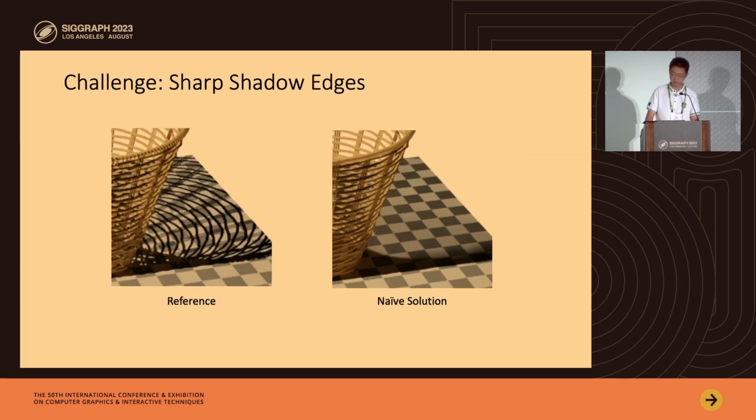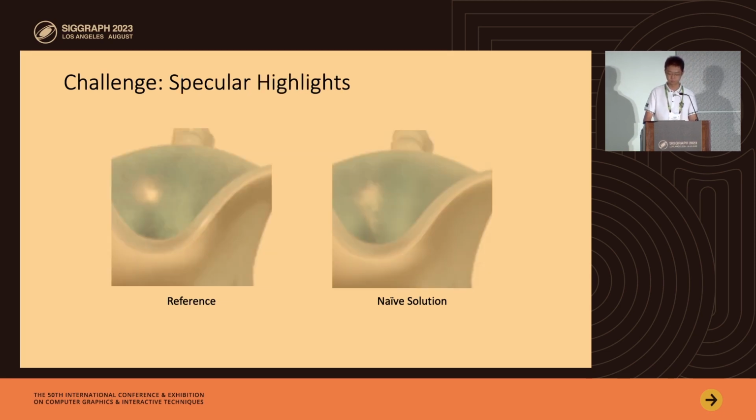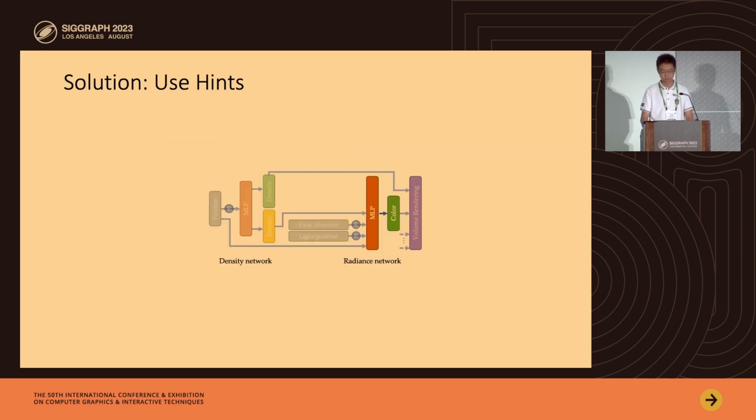While this simple extension enables relighting, we observe that it struggles to model high-frequency light transport effects, such as sharp shadows as shown in the rendered image of a basket scene. The naive relightable NeRF also fails to properly reconstruct specular highlights, such as the one on the inside of this cup. The key problem is that the inherent spectral bias of the underlying MLPs prefers low-frequency signals, making direct modeling of these high-frequency light transport effects challenging.